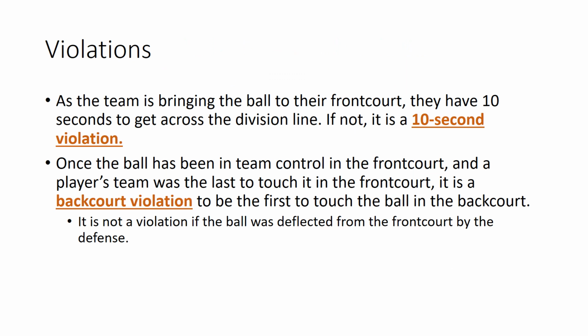As the team is bringing the ball to their front court, they have 10 seconds to get across the division line. If they don't, it's a 10-second violation. And once the team has been in control in the front court, and a player's team was the last to touch it in the front court, it is a backcourt violation to be the first to touch the ball in the backcourt. It is not a violation if the ball was deflected from the front court by the defense.